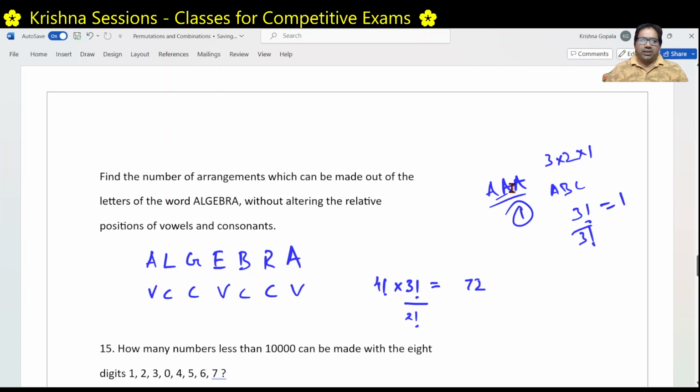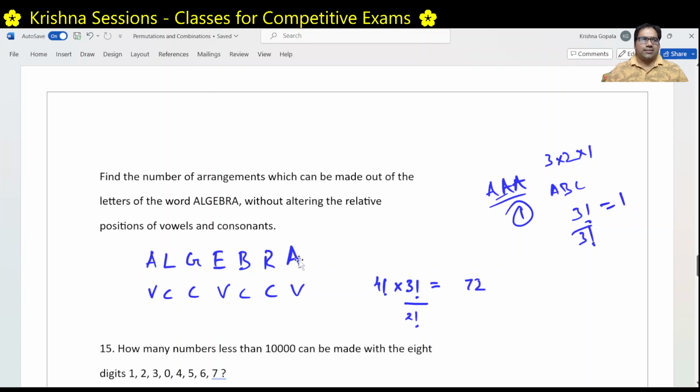So the more the repetition, our ability to create permutations will diminish, right? If there is more repetition, our number of permutations will go down. If everything is repeated, number of permutations will be exactly 1. The more repetitions, the lesser the permutations.